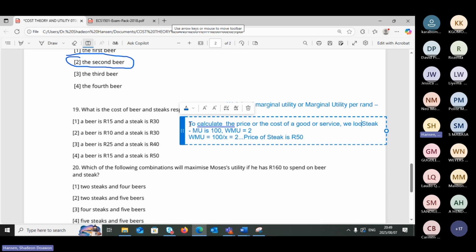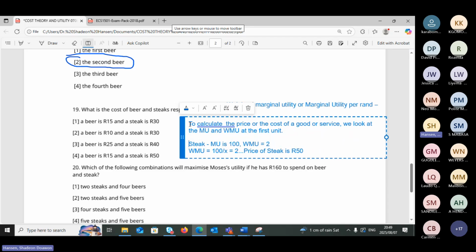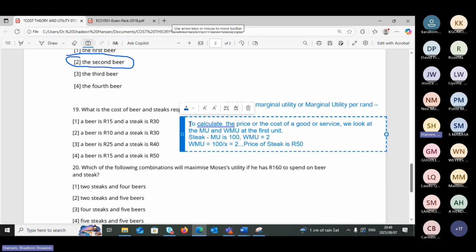we look at the marginal utility and the weighted marginal utility at the first unit. Not at the 0 unit, at the first unit. That is how we are going to find the answer, students. We can do the same for beer. All right. Let's just copy and paste this. Of course, we have to change the value, students.